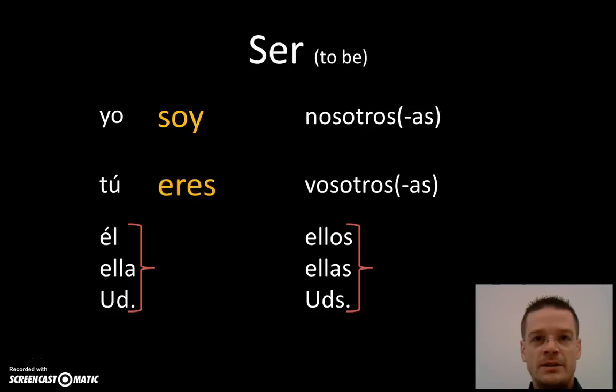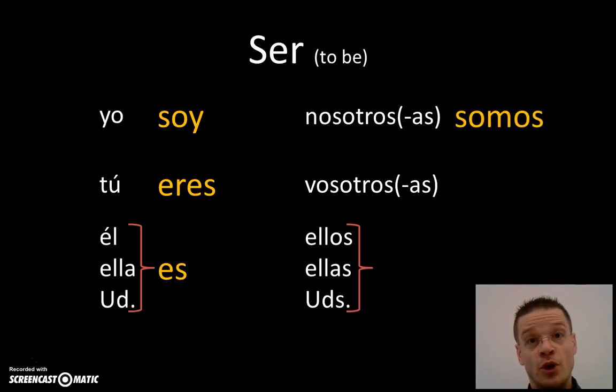Tú eres. Él es. Ella es. Usted es. Nosotros somos. Or nosotras somos if you're all girls. Vosotras sois if you're all girls, or vosotros sois if I'm talking to all boys. Ellos son, ellas son, or ustedes son. That's the verb ser. You should know it.